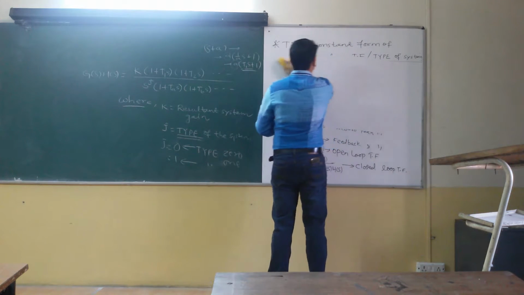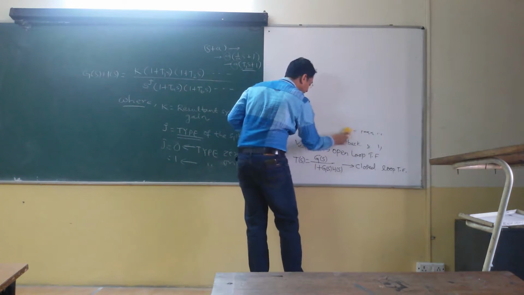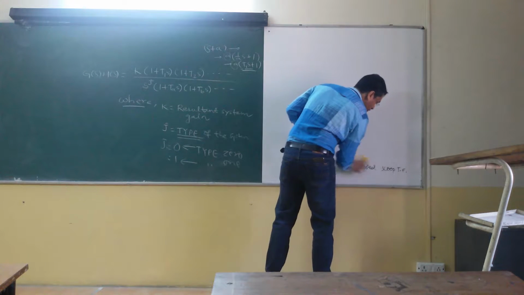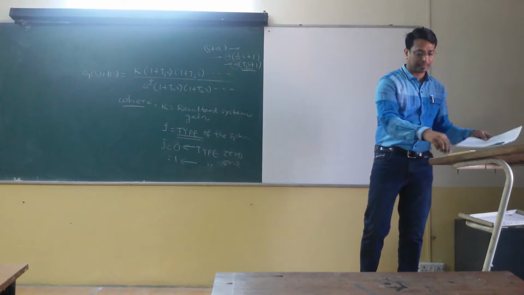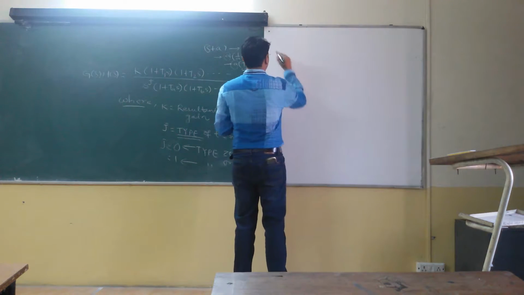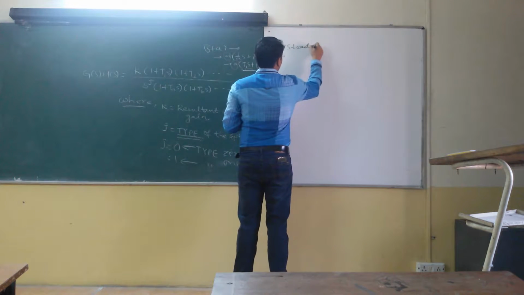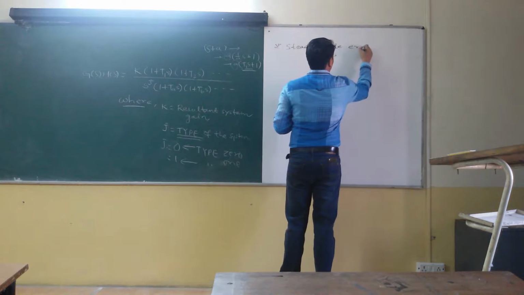After this we are going to see the steady state error. Correct? We have already seen the time domain specifications and transient response sufficiently. So let us come to the steady state error and error constants. Correct? So the next topic is steady state error.